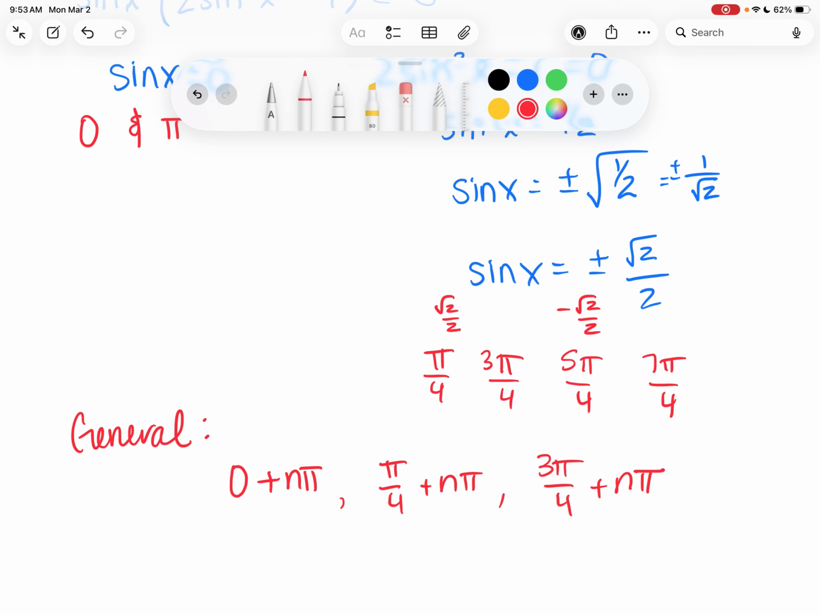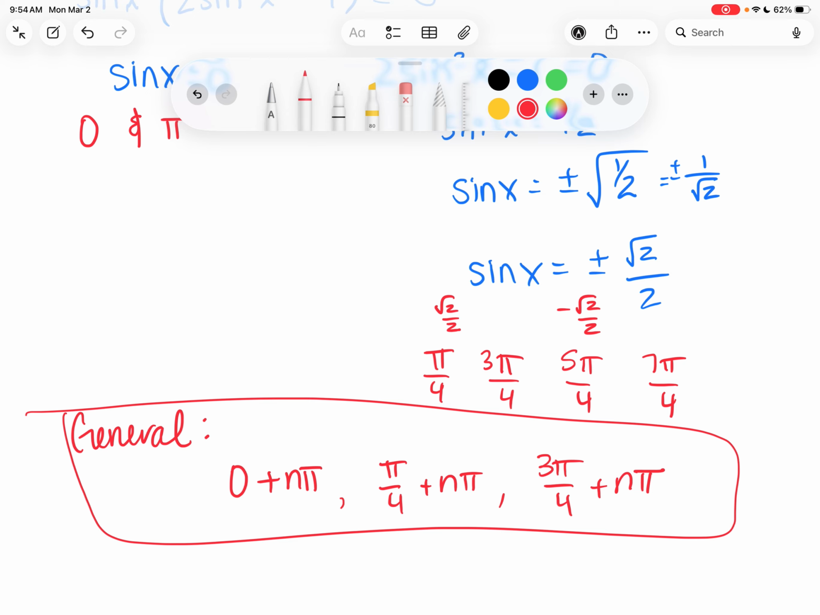Really this is just a more simple form of writing it. It's not that it's wrong if you write 0 plus 2n pi, pi plus 2n pi, pi over 4 plus 2n pi, 3 pi over 4 plus 2n pi, and so on and so forth. The n is just an integer, any number. It's basically because I can keep going around my unit circle an infinite amount of times, and every time I hit an increment of pi over 4, I'm going to have a value of root 2 over 2 or negative root 2 over 2, which was a solution to this equation. So this would be my general solution to this equation.